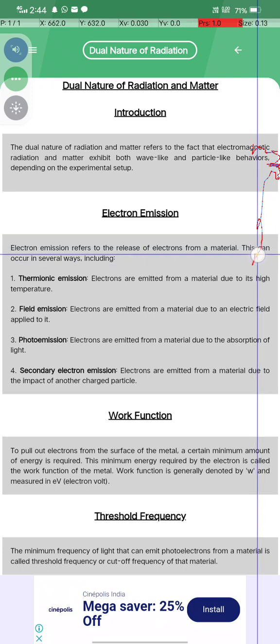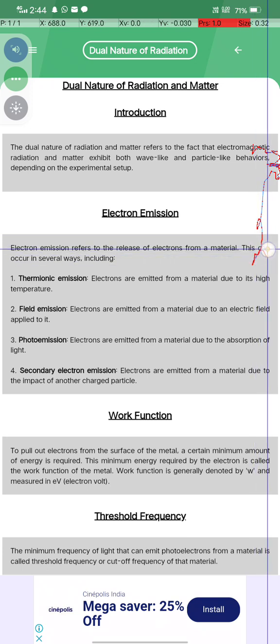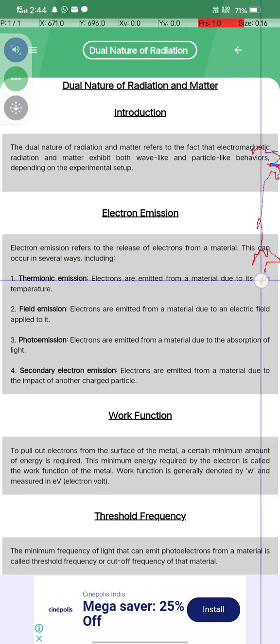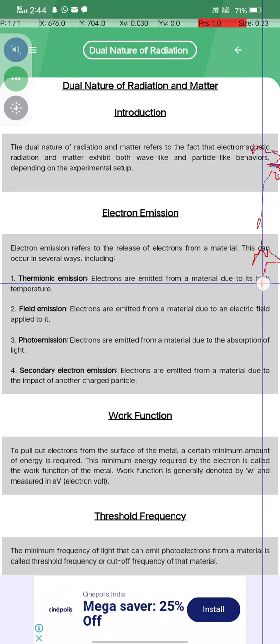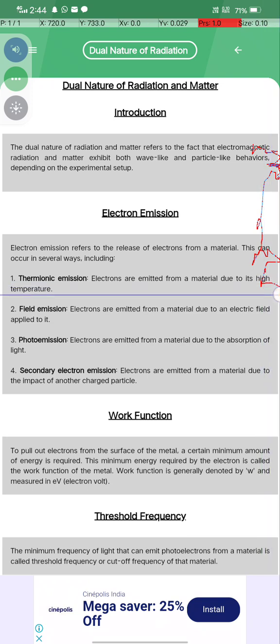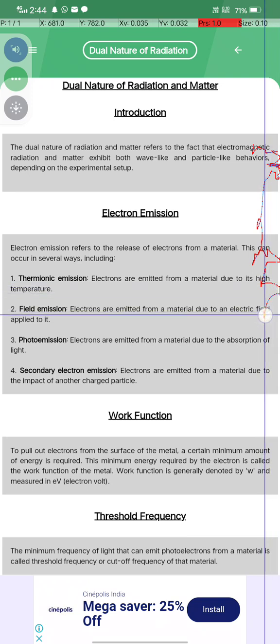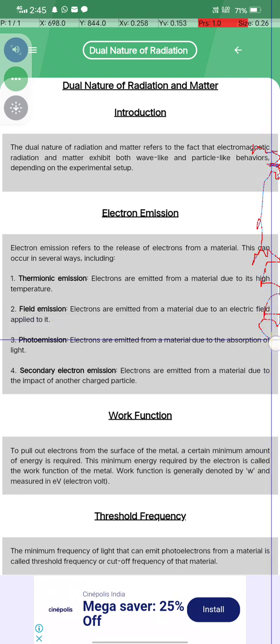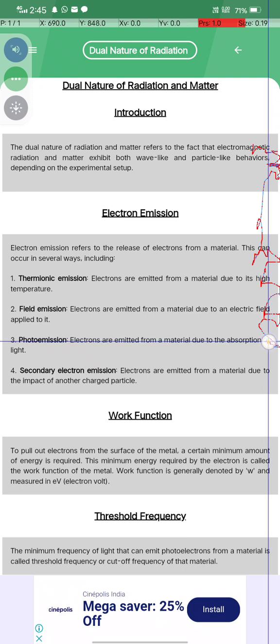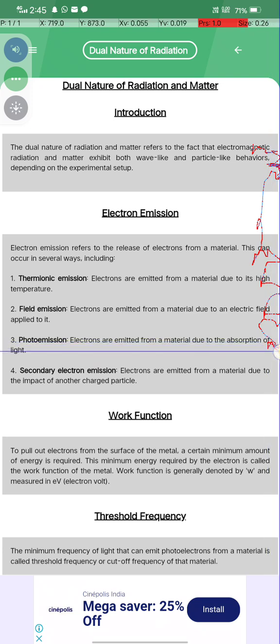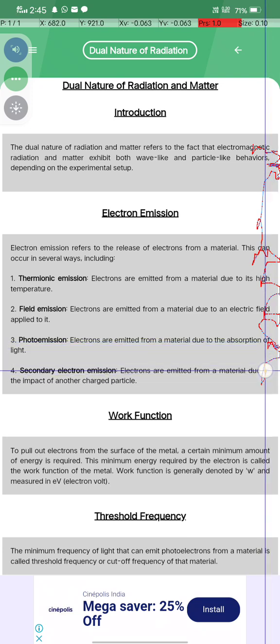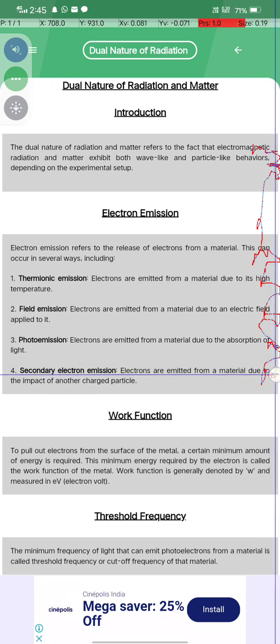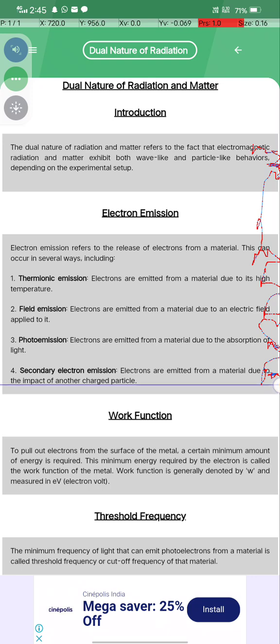Electron emission refers to the release of electrons from a material, and this can occur in several ways. What is thermionic emission? Electrons emitted from a material due to high temperature. What is field emission? Electrons emitted due to an electric field applied to it. What is photo emission? Electrons are emitted from the material due to the absorption of light. And what is secondary electron emission? Secondary electrons are emitted due to the impact of another charged particle.